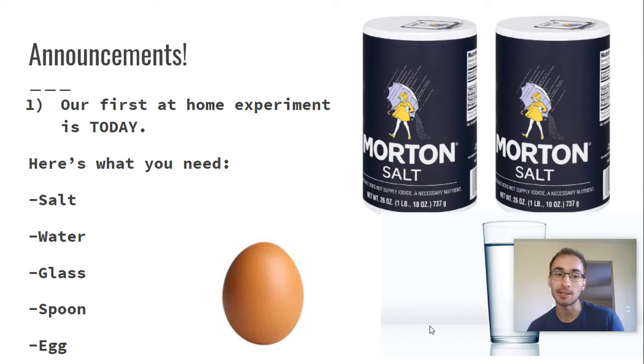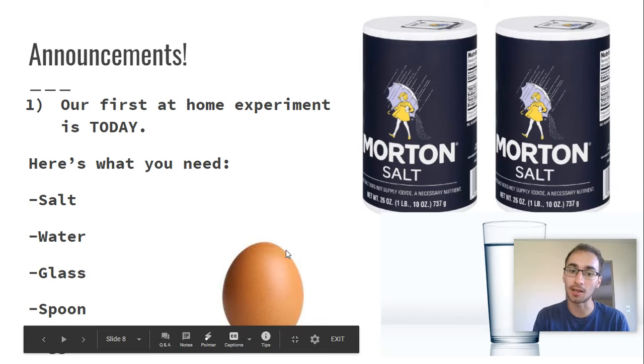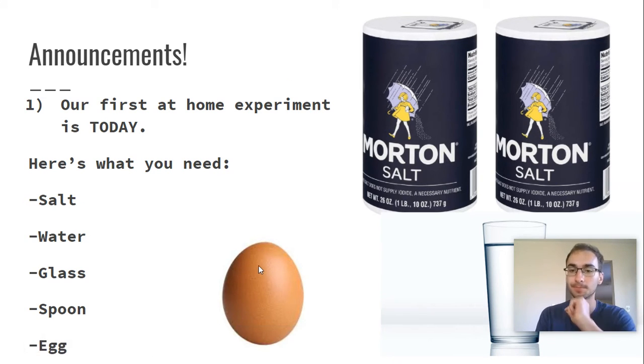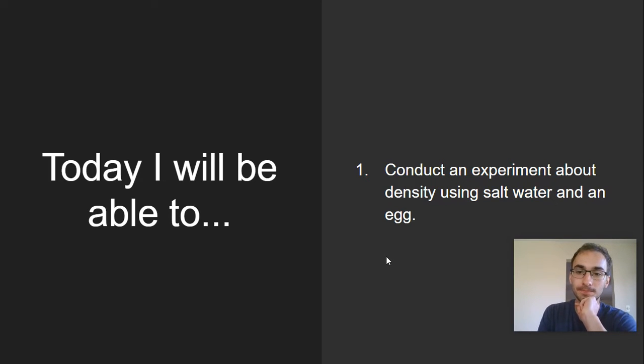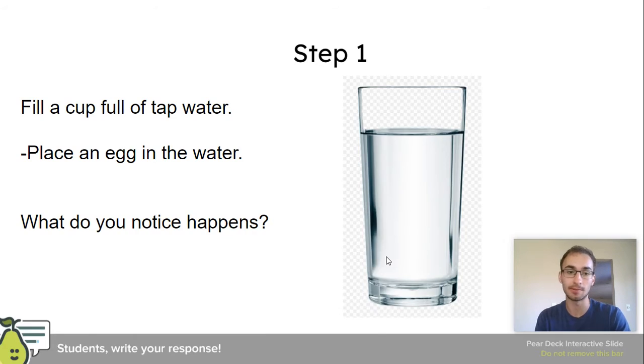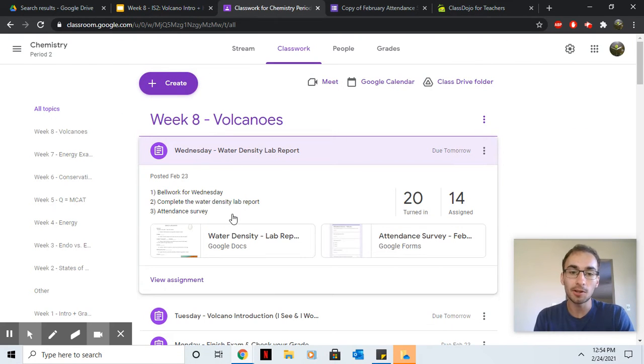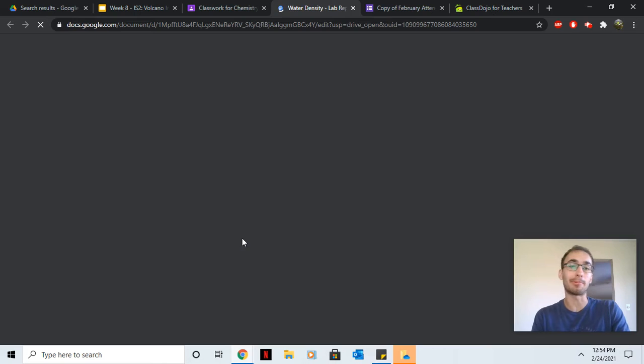So here's what you're going to need. You're going to need salt, a lot of salt, a glass of water. Don't fill it up all the way. Fill it up halfway. You'll need a plate and then an egg, a raw egg. That's the stuff you'll need. And then you're going to conduct an experiment about density using salt water and an egg. So to follow along, please pull up the water density lab report.